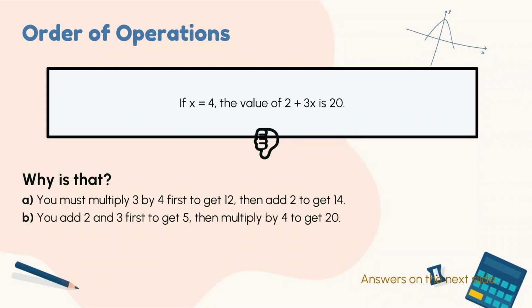The statement is false. If x equals 4, then 2 plus 3x becomes 2 plus 3 times 4. Using BIDMAS, we multiply before adding. 3 times 4 equals 12. Then 2 plus 12 equals 14. So the value is 14, not 20.